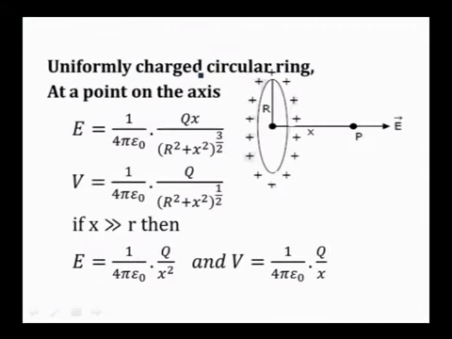Then going further, uniformly charged circular ring at a point on the axis. So this is important. We are not calculating potential or field somewhere here. So here the equation is quite complicated. What you have in the syllabus is some point somewhere along the axis at a distance x. So only that is what is considered.